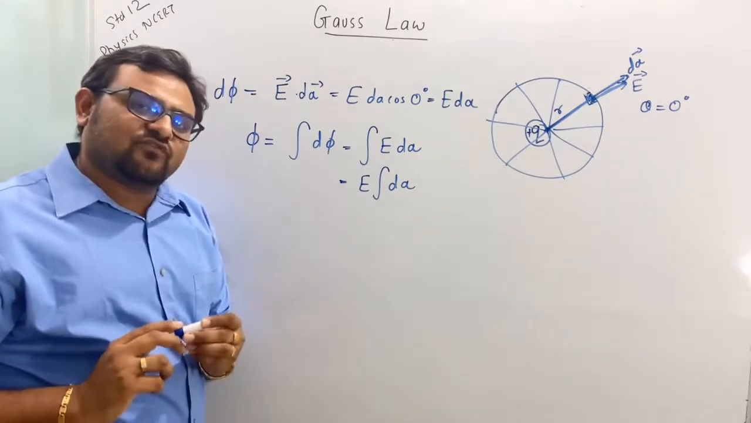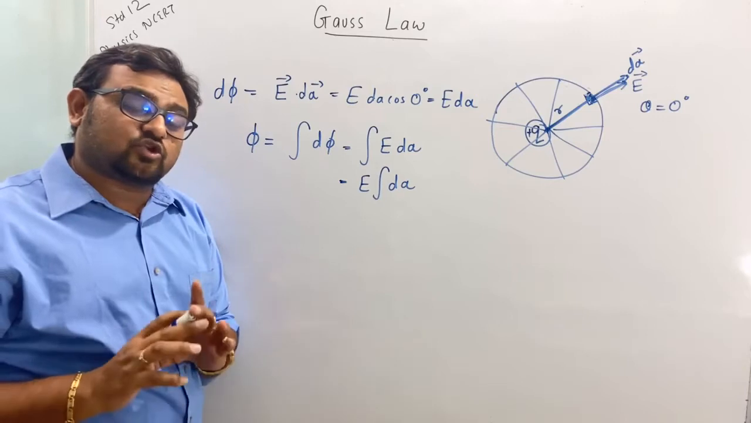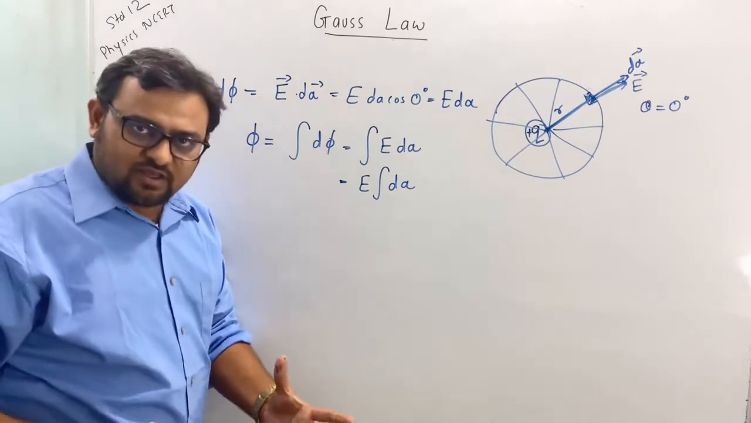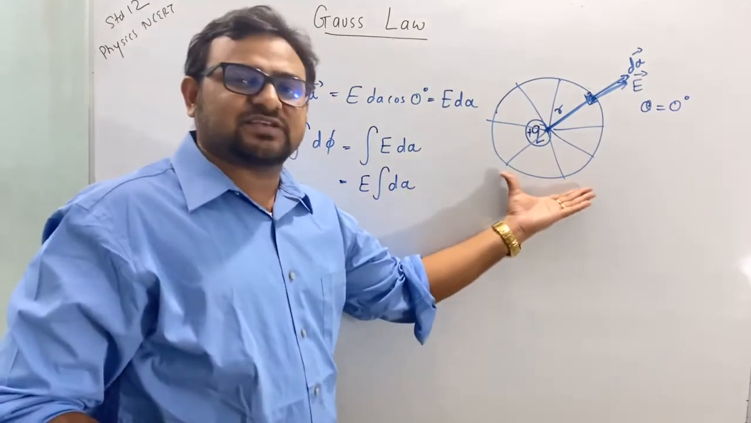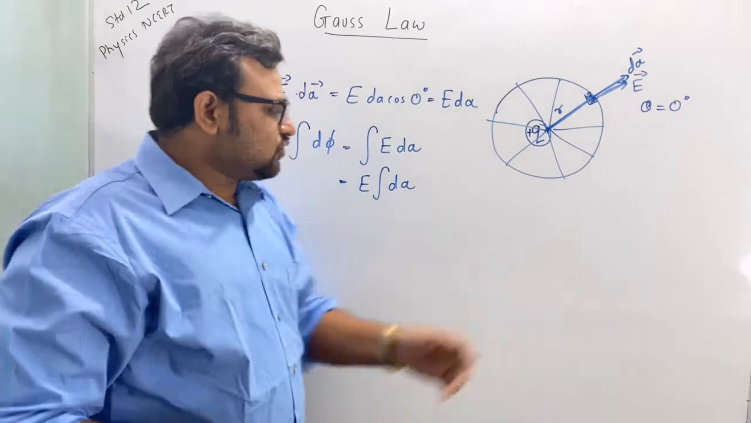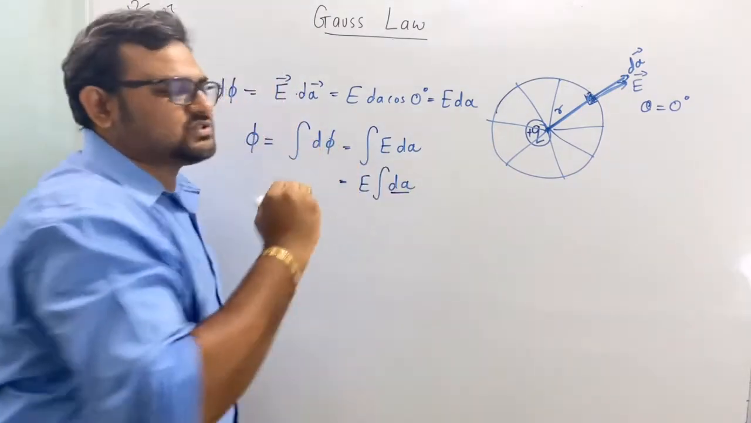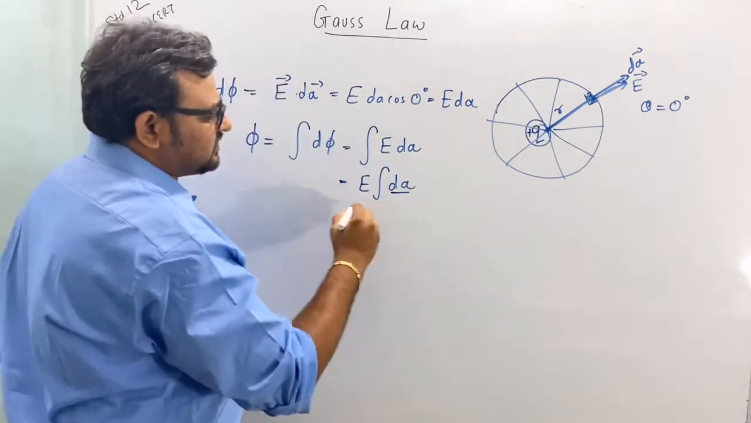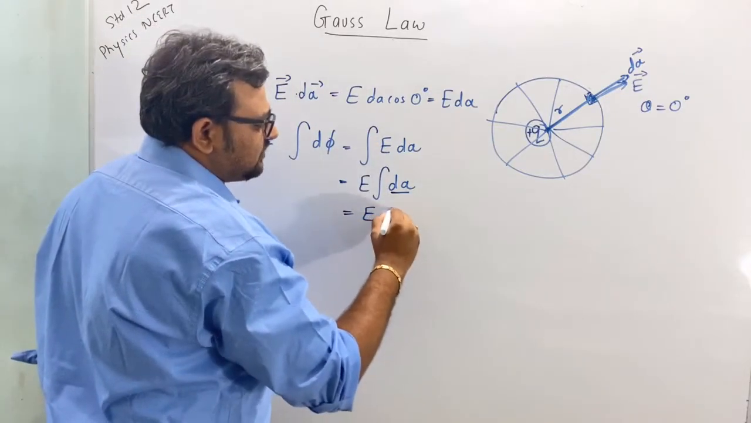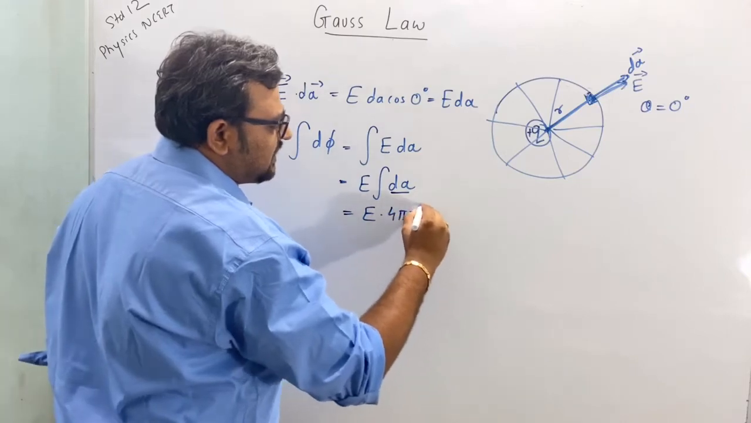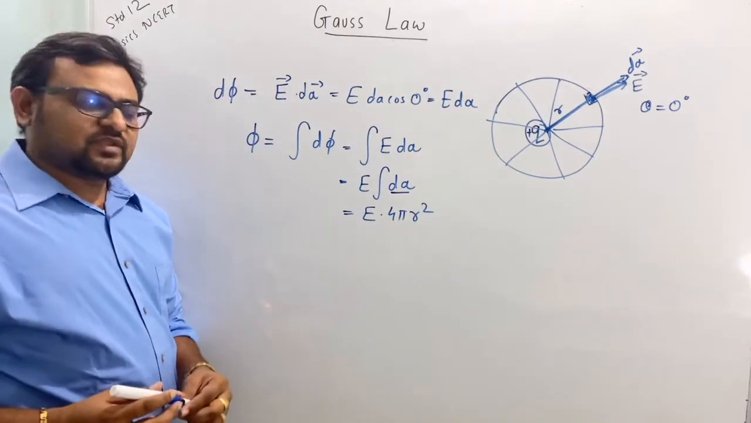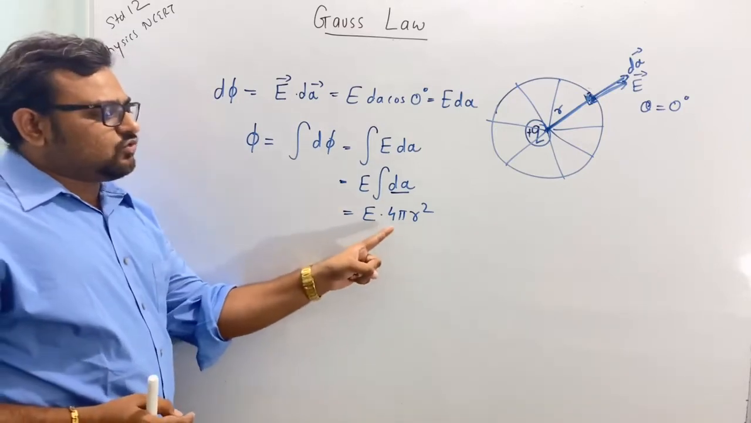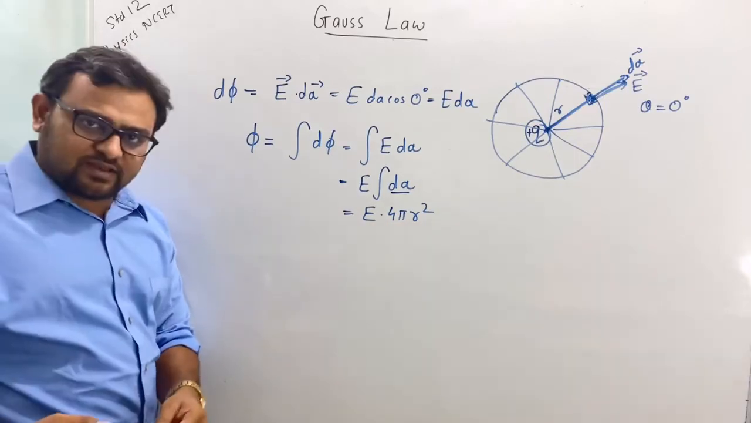Now for the integration of dA, what is the total surface area of a sphere? Because we have taken this spherical surface, right? The total surface area of a sphere is 4 pi r square. So this is equal to E into 4 pi r square. Clear? Electric flux is equal to E into 4 pi r square, right?